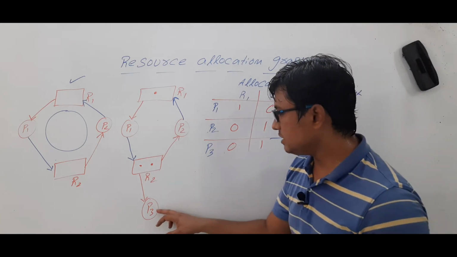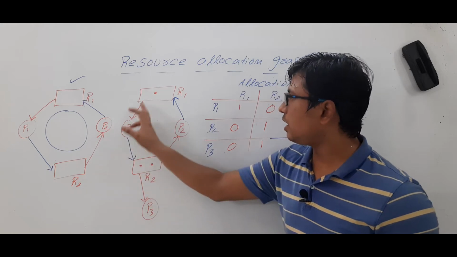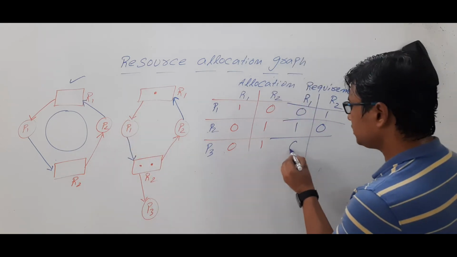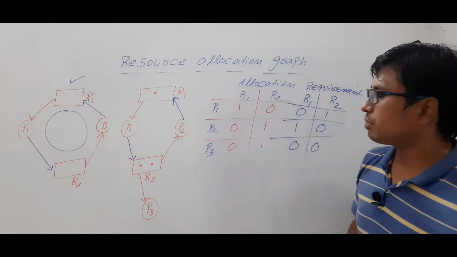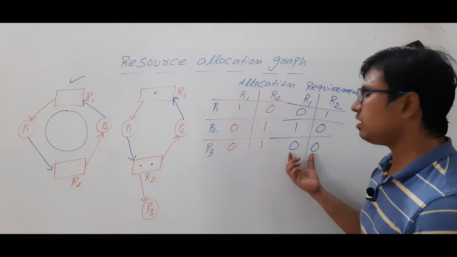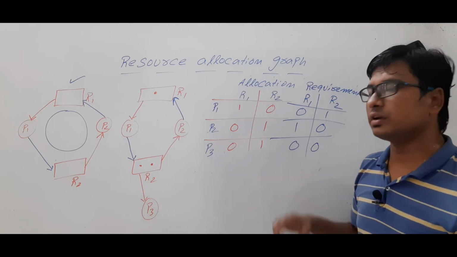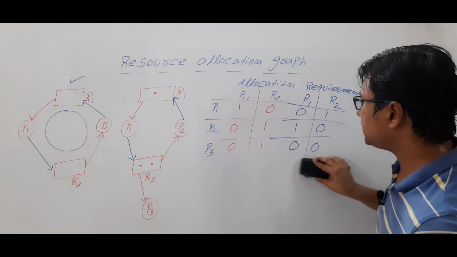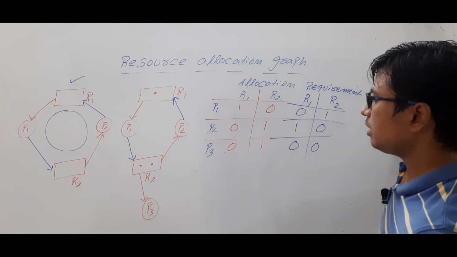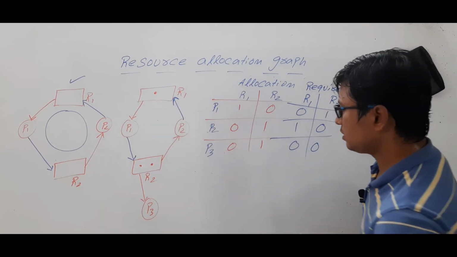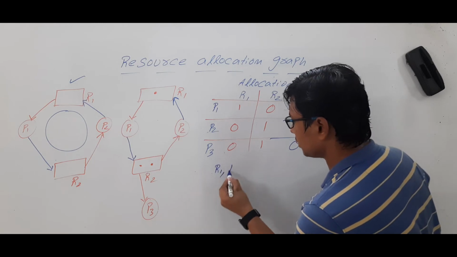Similarly, is there an edge from P3 to R1? No. P3 to R2? No. So process P3 does not need either resource R1 or resource R2 to complete its task. Is it clear? Now look at resource R1 and resource R2.